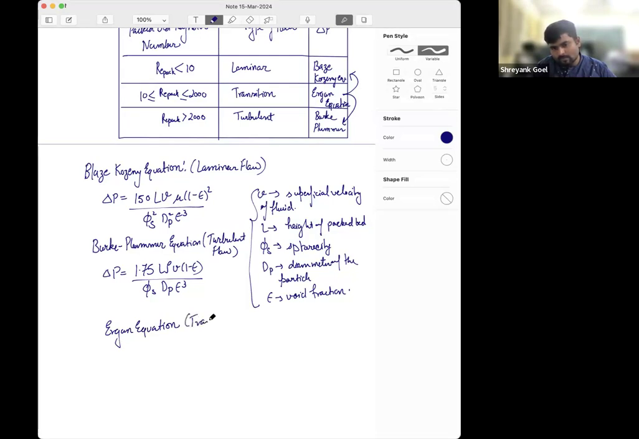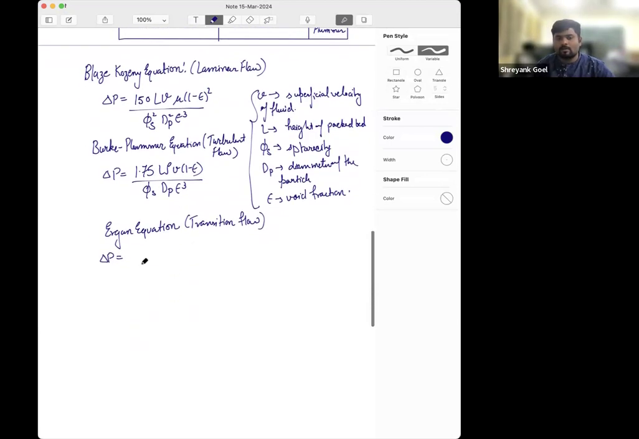That is for transition flow. So delta P is coming out to be 150 LV mu into 1 minus epsilon squared over phi s squared dp squared. I'm just simply adding these two parts. I think I have already discussed some questions based on the laminar flow and the Burke-Plummer and Blake-Kozeny equations, in the fifth or sixth part of that.